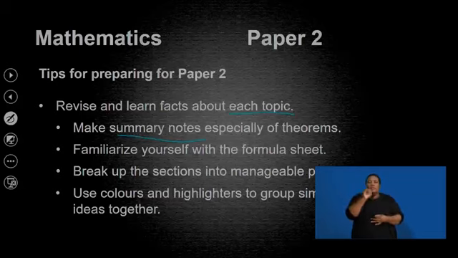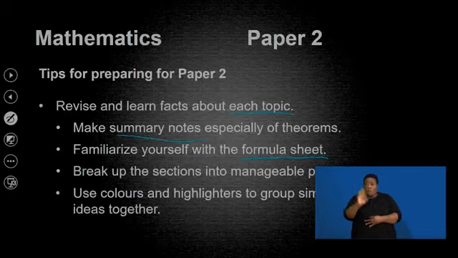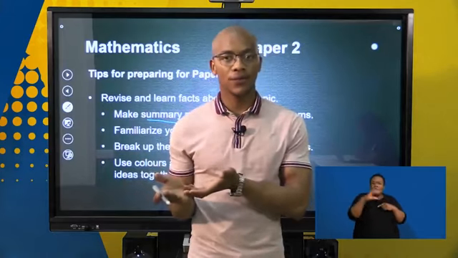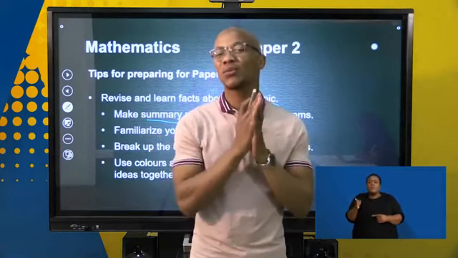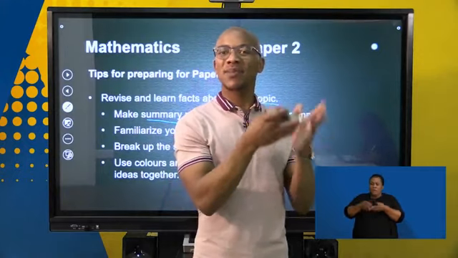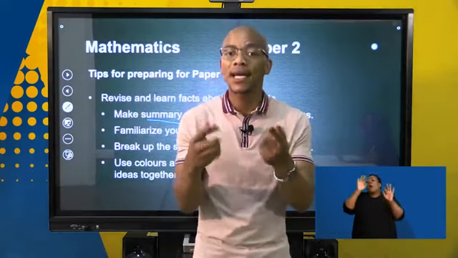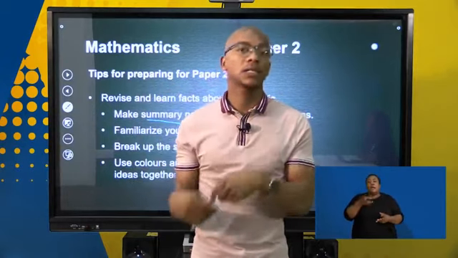And then also, familiarize yourself with the formula sheet. I can't stress this enough. In paper 2, the formula sheet is your friend. Why? Because most of the double angles and the compound angles are there in your information sheet. So you don't necessarily need to spend so much time trying to memorize what cos of A plus B is equal to. No, you don't need to do that. You just need to know how to apply it and when to apply it. And then always use your formula sheet.